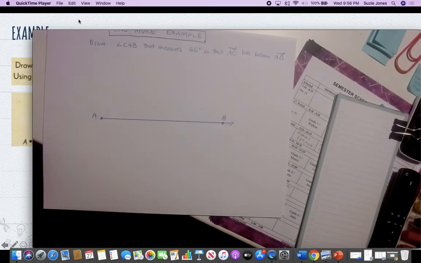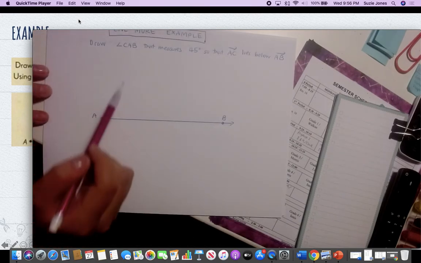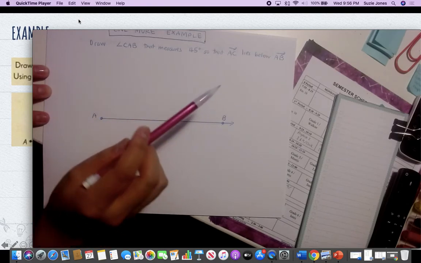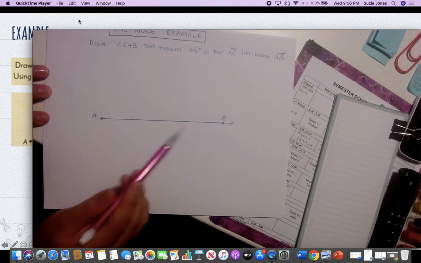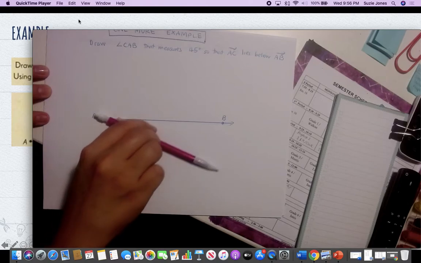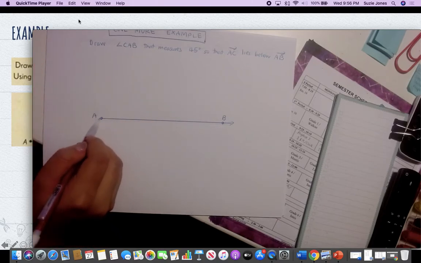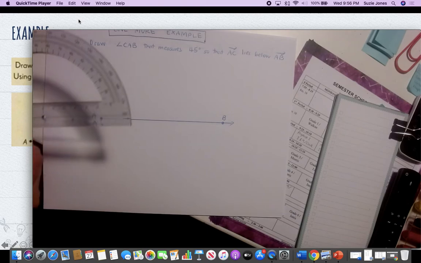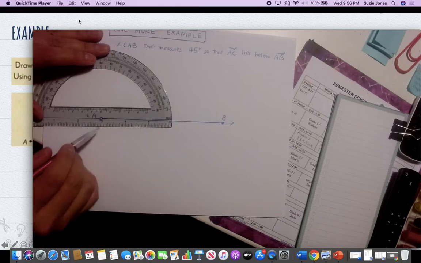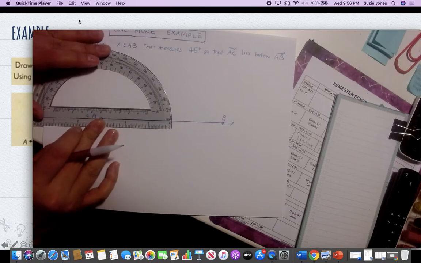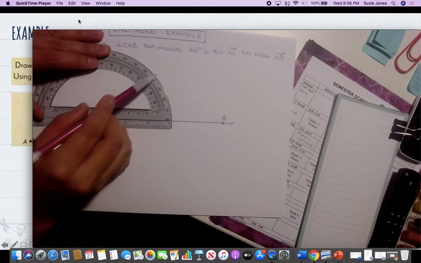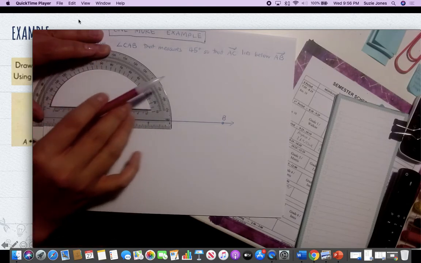Now let's say that we wanted to draw angle CAB that measures 45 degrees so that ray AC lies below ray AB. So here's ray AB, but I want a ray AC that lies below, and it has to be 45 degrees, okay? And A is the vertex, okay? So let's look here. So if it's a vertex, I have to put it in my center, right? And I have to match up my baseline. But remember, it wants to lie below. When I put a point up here or here, it's going to go above AB.